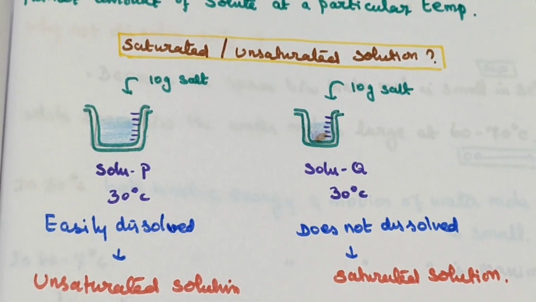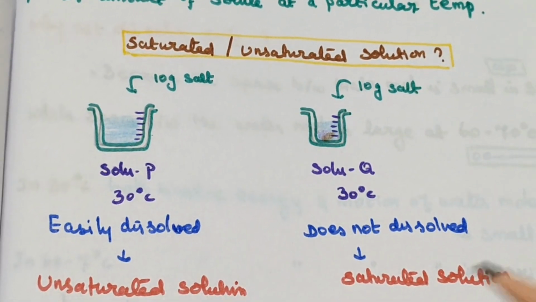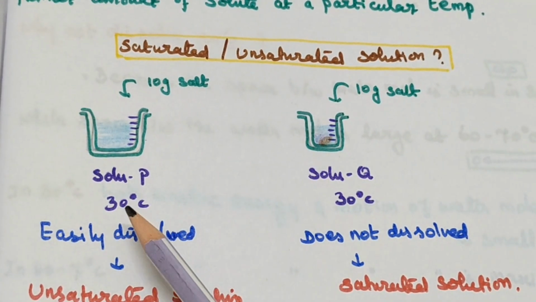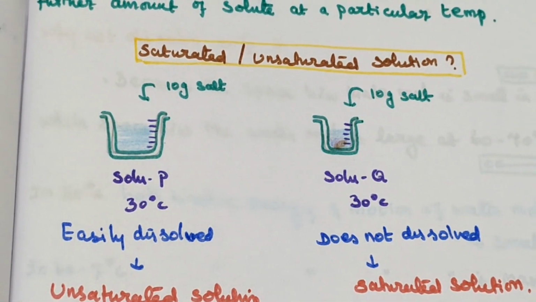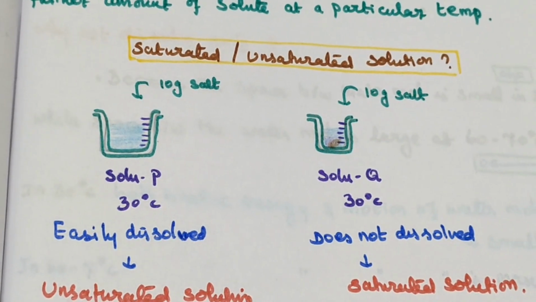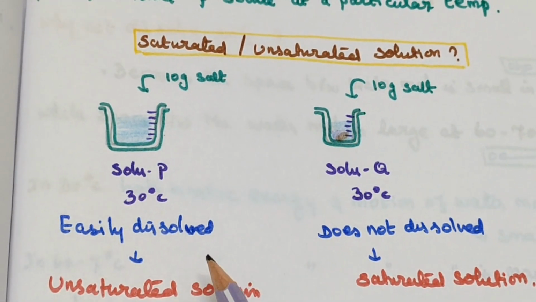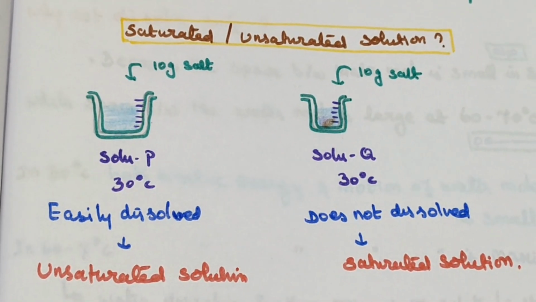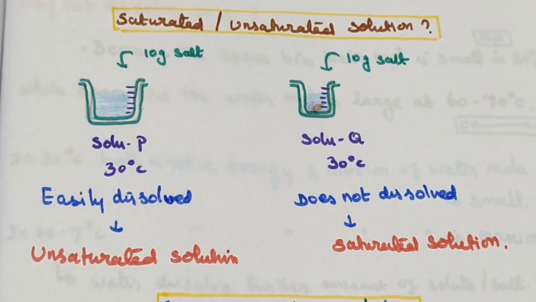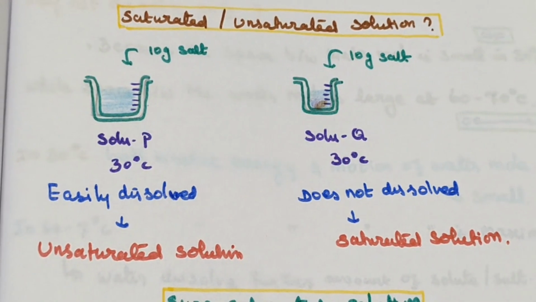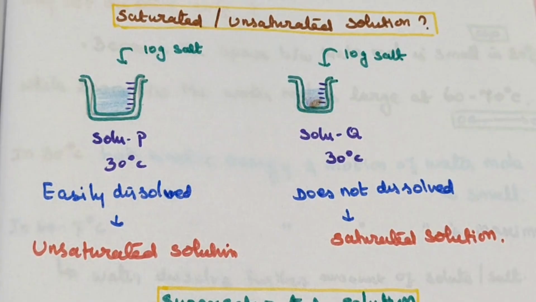Let's consider two salt solutions. Here this one is solution P, this one is solution Q. Both are at 30 degrees Celsius. Add 100 gram of salt and it is easily dissolved. So this one is an unsaturated solution because it still has the ability or capacity to dissolve a further amount of solute.